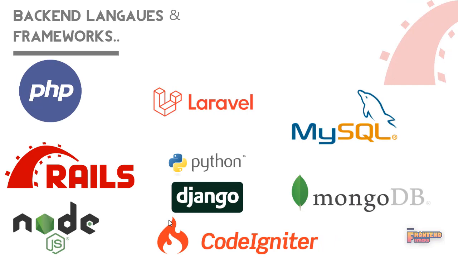When we talk about back end languages and their frameworks, the back end is not run by the browser. It is run by servers that sit on supercomputers. We have PHP, a programming language that gets interpreted by a server. We have Ruby on Rails, Laravel, Python, Django, CodeIgniter, MySQL, and MongoDB. So let's talk about this part. I just want to give you some brief knowledge of these things.